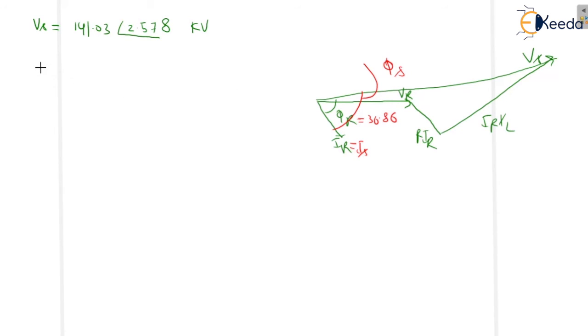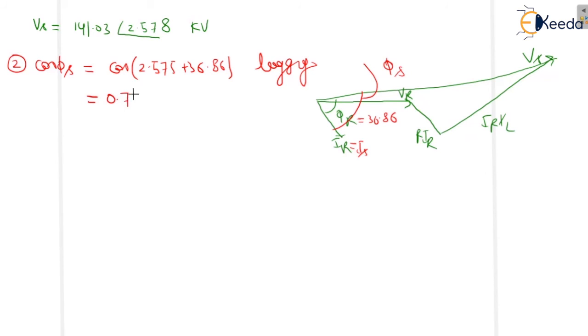So the second point is that cos phi s, the sending end power factor, will be cos of 2.578 plus 36.86, lagging. So this is coming out to be 0.772 lagging.